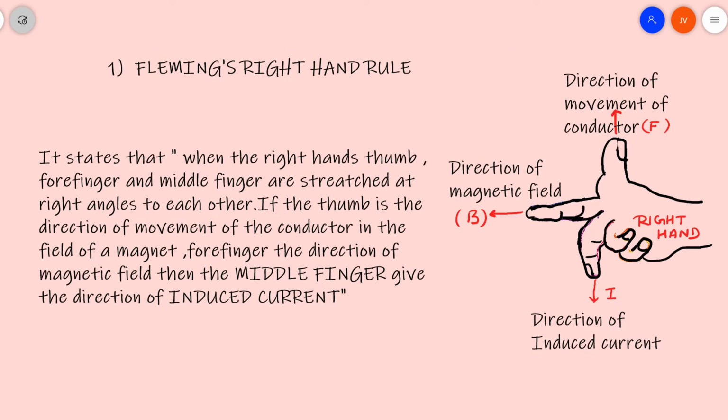One is by applying Fleming's right-hand rule, another is by applying Lenz's law. According to Fleming's right-hand rule that we have already discussed in the previous video, if we stretch the right hand's three fingers, the thumb, forefinger and the middle finger at right angles to each other, if the thumb points in the direction of movement of the conductor in the magnetic field and the forefinger is in the direction of magnetic field, that is north to south, then the direction of the middle finger will be the direction of induced current in the conductor. This is how Fleming's right-hand rule works.